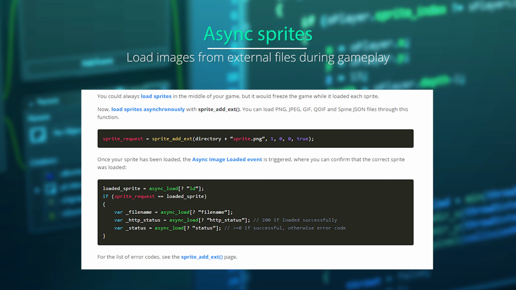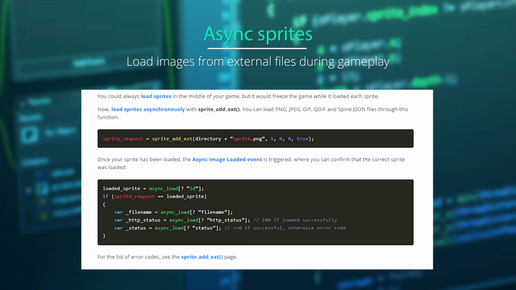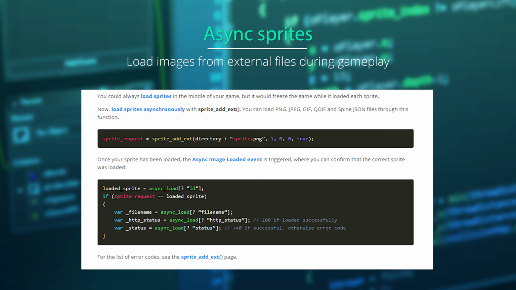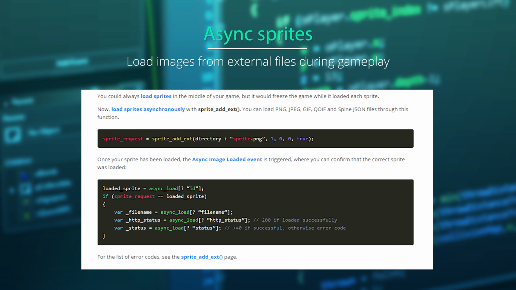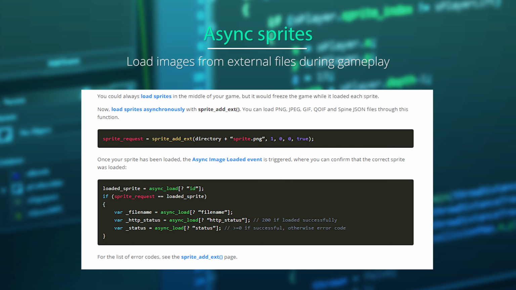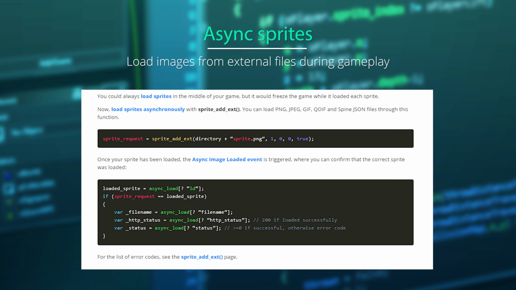Sprite addEXT now lets you load sprites from external files or URLs too asynchronously. You've always been able to add new sprites at runtime like this, but usually it would freeze the game briefly and usually requiring it to be done at some sort of loading screen or other dedicated time. Now you can do it asynchronously so it won't affect your game. When the sprite is finished loading in the background, an async image loaded event will trigger so you can confirm and begin using the loaded sprite.